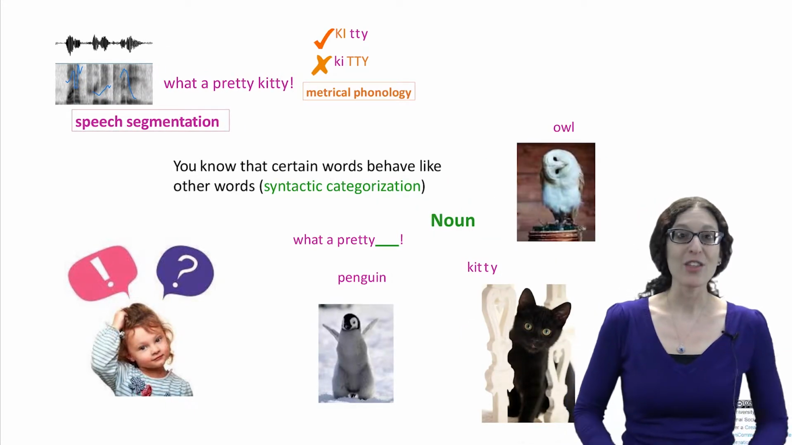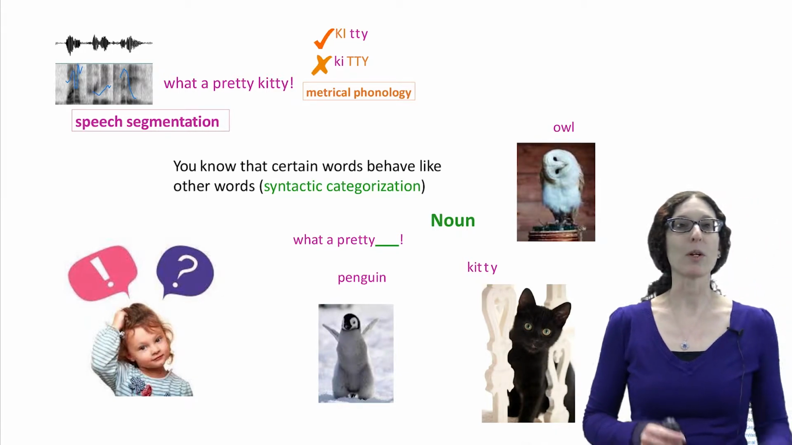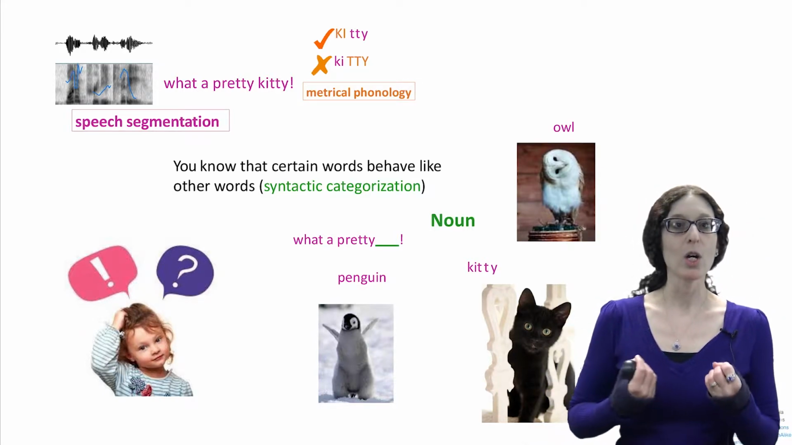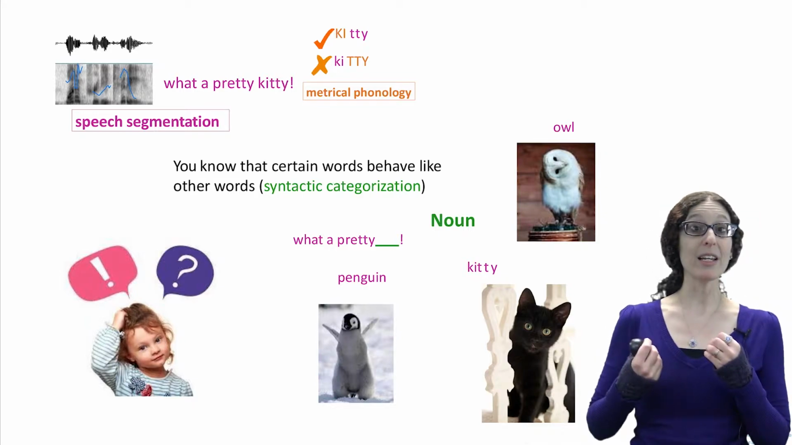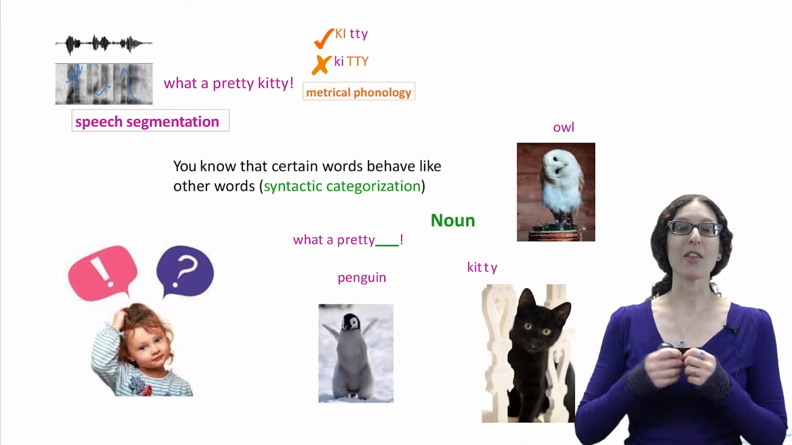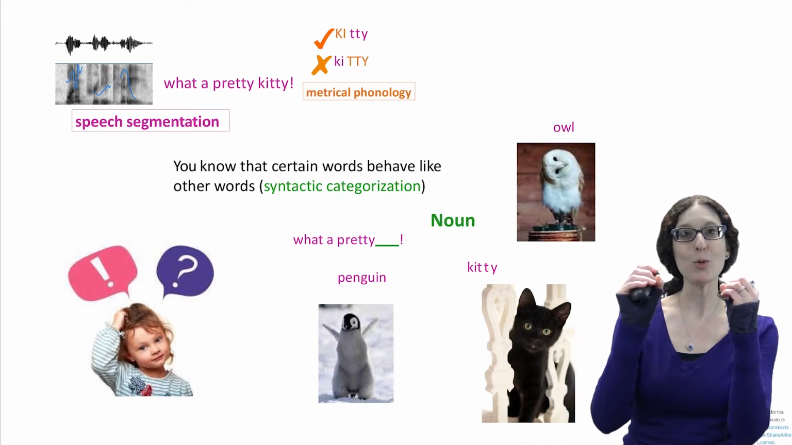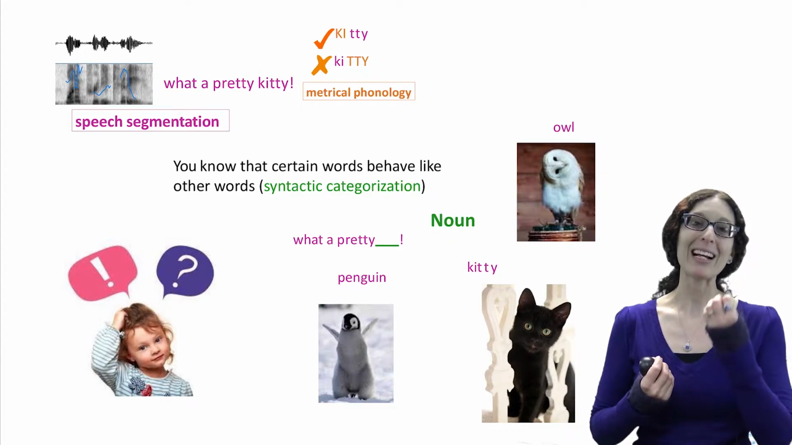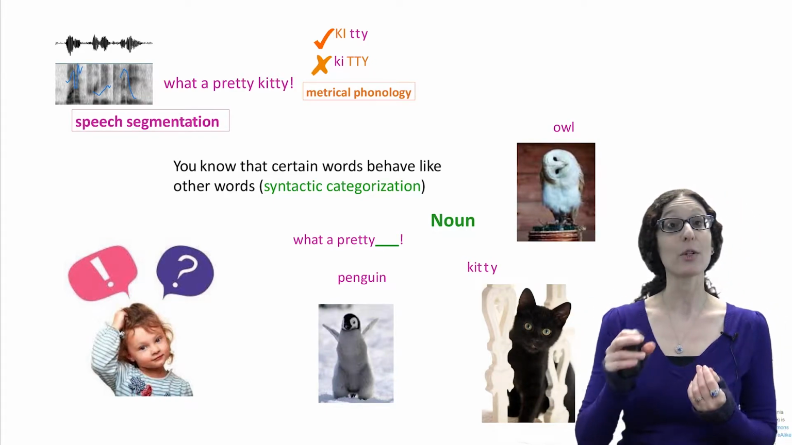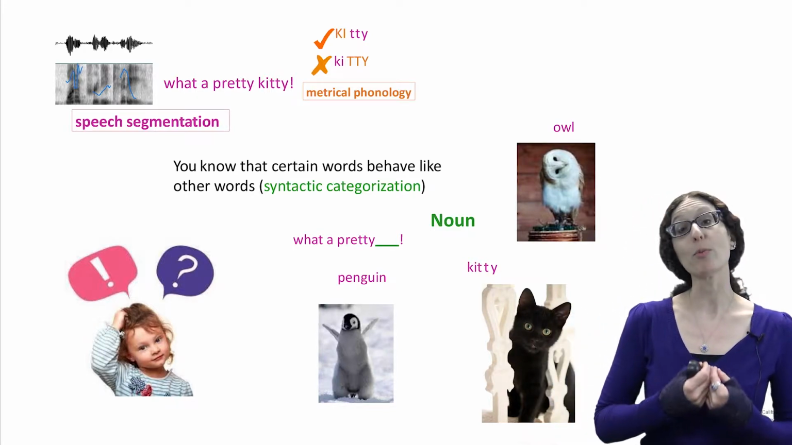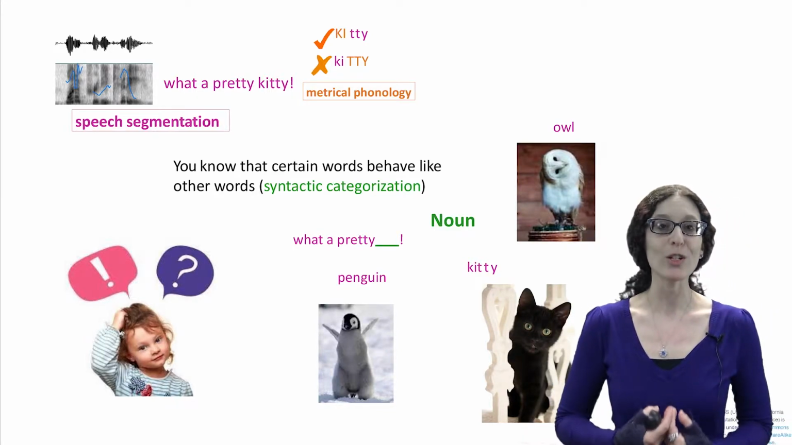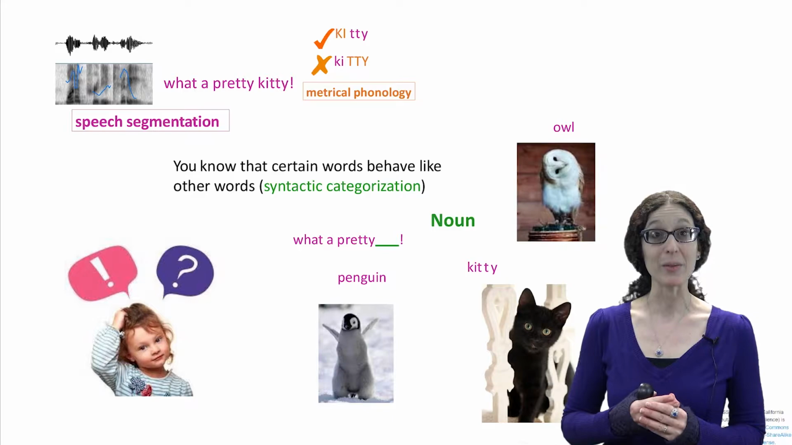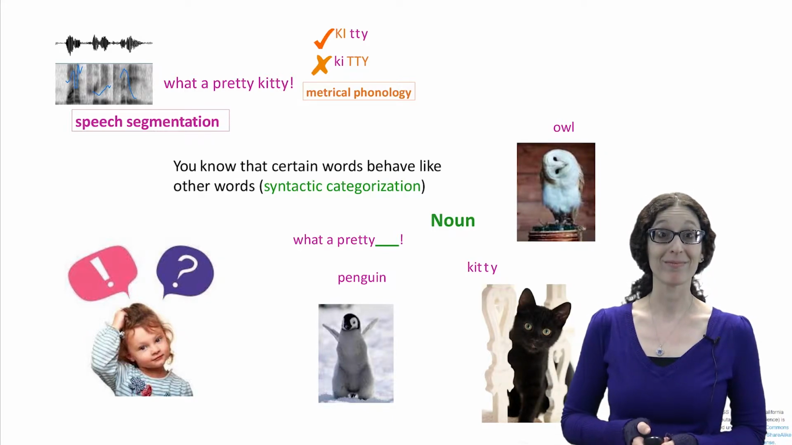You also know that certain words behave like other words. And what do I mean by that? So if you take the phrase, what a pretty blank, right? What kind of words can go in there? Well, you can say, what a pretty penguin, what a pretty kitty, what a pretty owl. They all go in there. They're all behaving the same. They can be used in the same linguistic contexts. Why? Because they are the same abstract syntactic category, in this case, the category of noun. That is something you also know. So the process of syntactic categorization, which you've accomplished, is clustering together words that you know behave the same so that you can then use them in the same ways in your language.